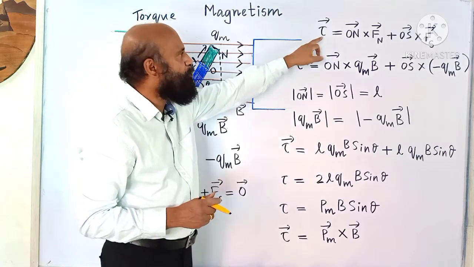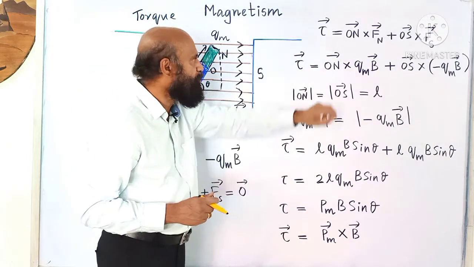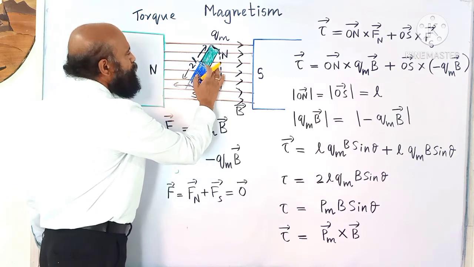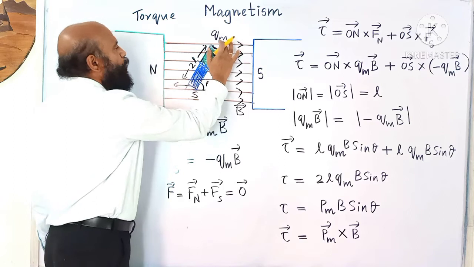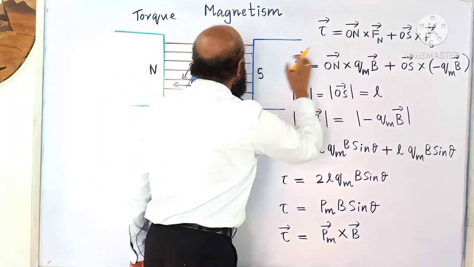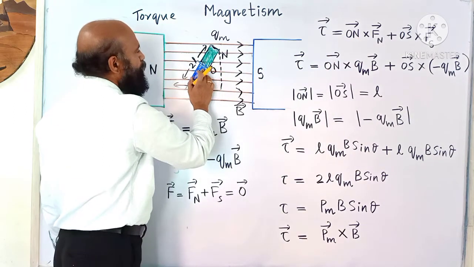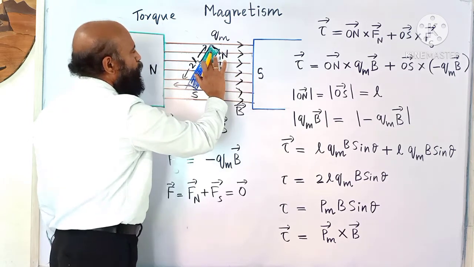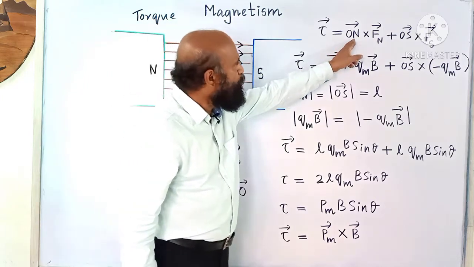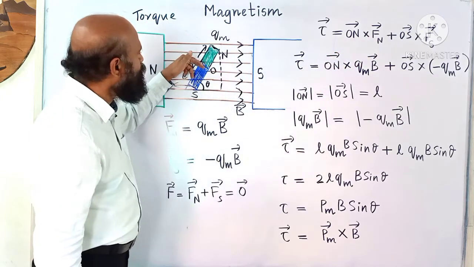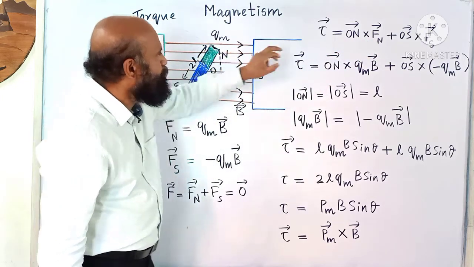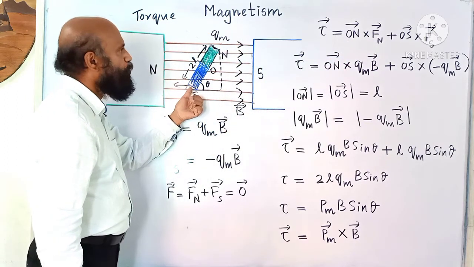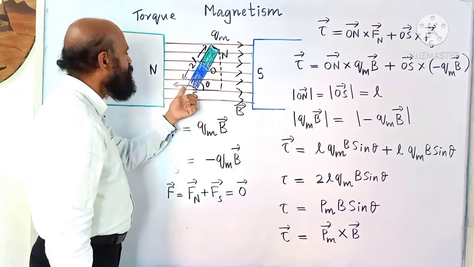Torque is denoted by this letter tau, it's a Greek letter. Then the center of the magnet is O, so this is ON vector. Torque is ON vector cross F vector. The force is acting that side. So the moment of the force is ON vector cross Fn vector. Then for this south pole, the force is this side.